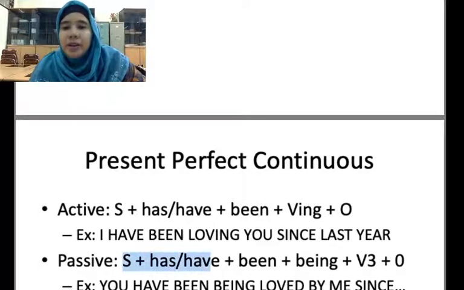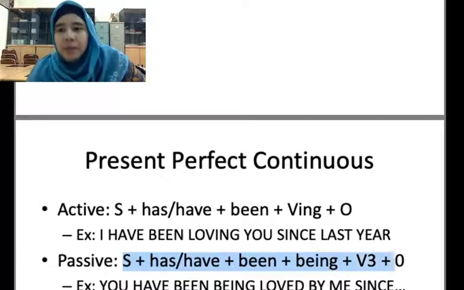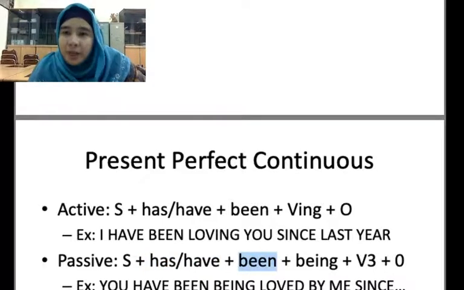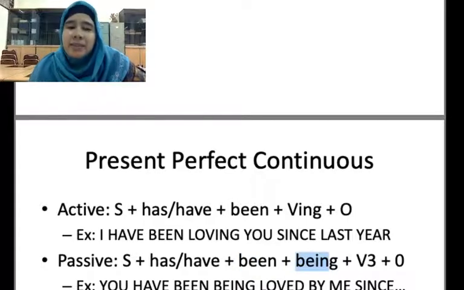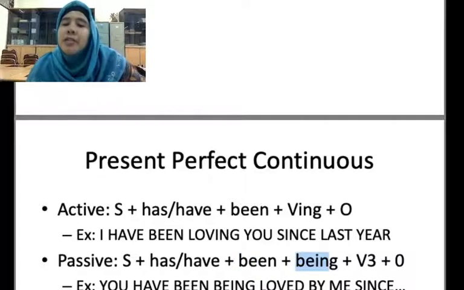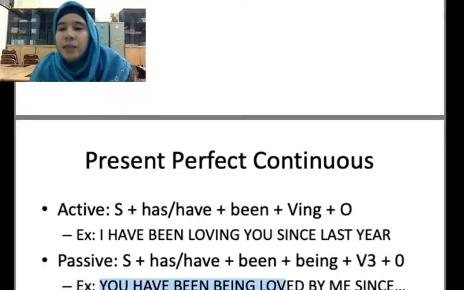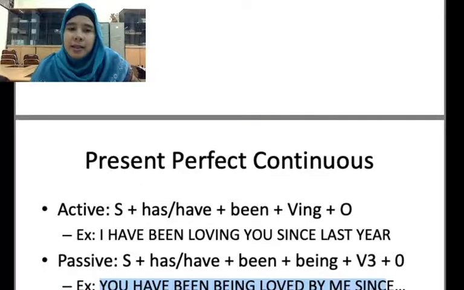Subject plus have, has, and then you have been, and then you have being. Been, has, have as the representative of perfect, the auxiliary of perfect. Then been is the representative of perfect, being is the representative of continuous, and then verb 3 is the passive form. Okay, these are the examples of the present perfect continuous. You have been being loved by me since last year. She has been being loved by me since last year.